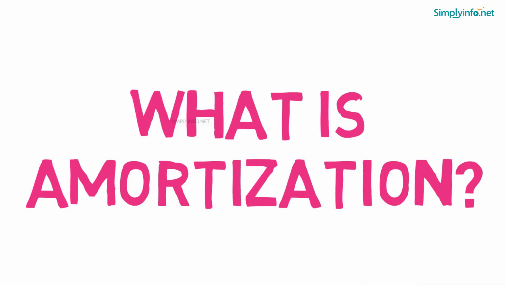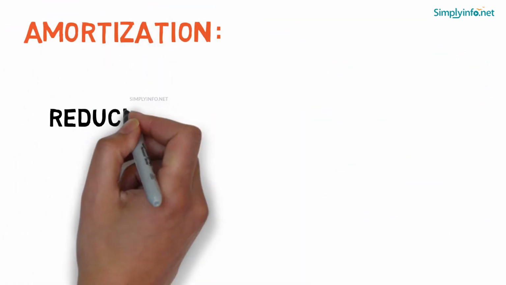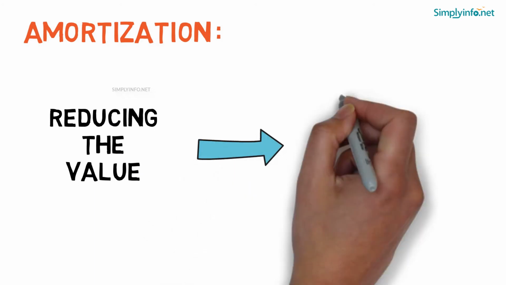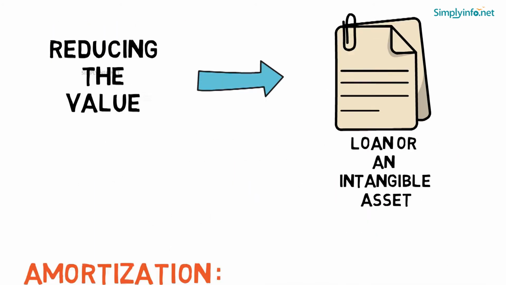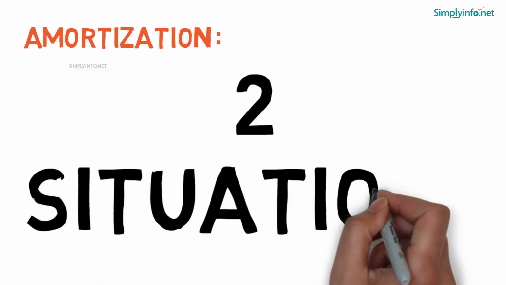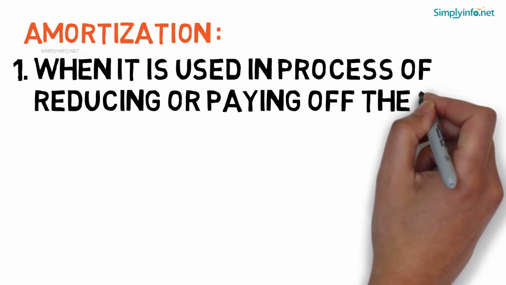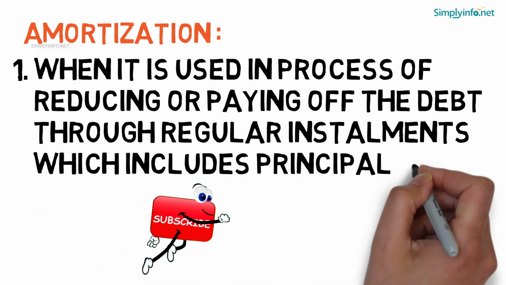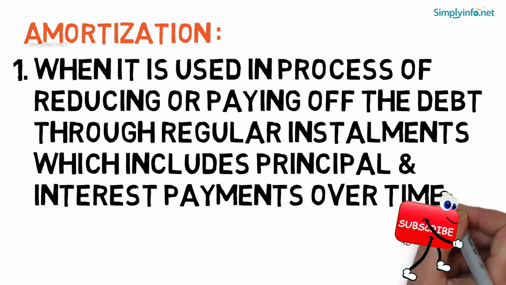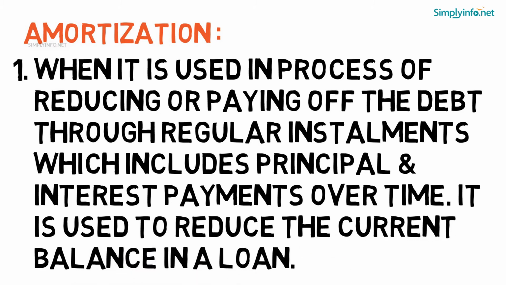What is amortization? Amortization is a process of writing off or reducing the value of either a loan or an intangible asset. Amortization can be used in two situations. Number 1. When it is used in the process of reducing or paying off the debt through regular installments, which includes principal and interest payments over time. It is used to reduce the current balance in a loan.